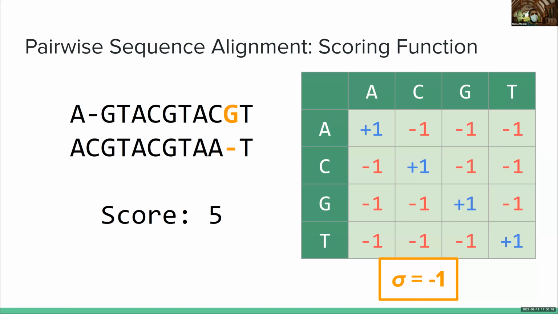And then +1. The reason I'm showing you this as a matrix is because if I knew something about the biology, I could make these values different if I wanted to. So here I just have a match of +1 and a mismatch of -1, but I could have made it more complicated if I wanted to. So the score of this alignment is 6.